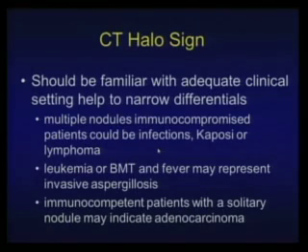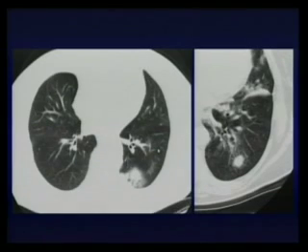If we have a patient with leukemia and there was a bone marrow transplantation, the patient has fever, probably that nodule with the ground glass opacity may represent invasive aspergillosis. But if you have a patient that is immunocompetent, with a history of smoking, hemoptysis, and there is a nodule with the ground glass opacity, that could be adenocarcinoma. So let me show you two different examples.